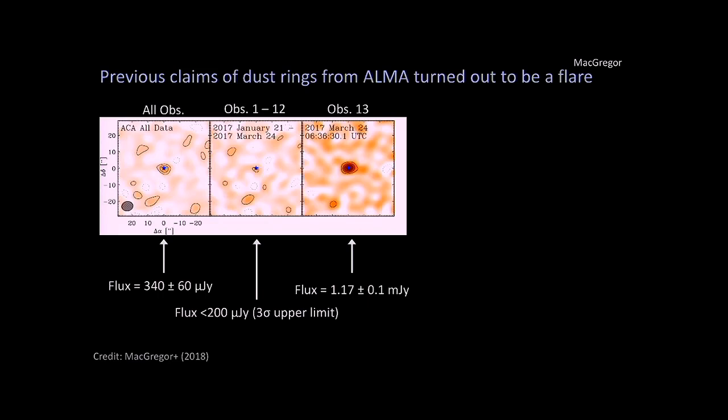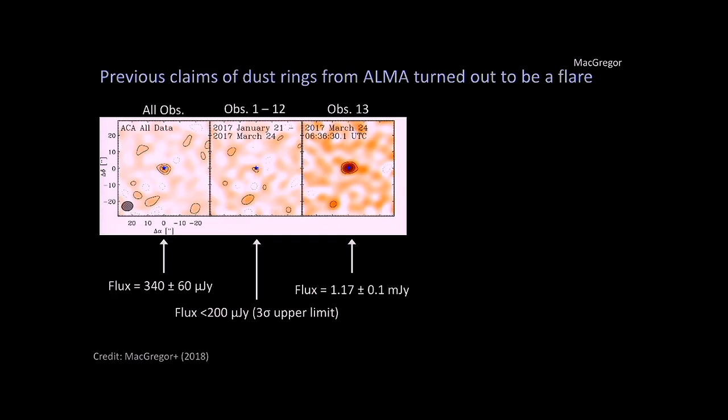So I grabbed the data and I was like, I'm going to take a look at this. Remember, they have 10 hours of observations. The first thing I did was to basically split the data up into the individual observations and look at them to see whether this was consistent across all the observations. If you take the first 12 of those observations, the first 9 hours of data, you get this middle image, which looks different. There's basically nothing detected above 2 sigma here at all. And if you take the last observation, the 13th observation by itself, you get the right image, which now has a booming bright point source in it. So that would indicate that something is varying in time.